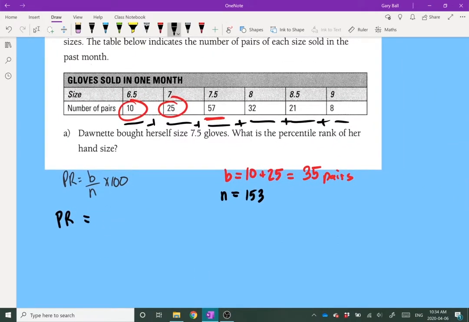Okay, let's calculate the percentile rank. Equals, I've got 35 pairs below, 153 total pairs, times 100. The percentile rank of that is the 23rd percentile.